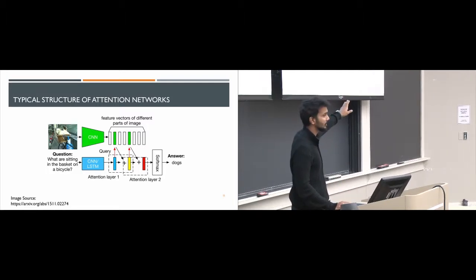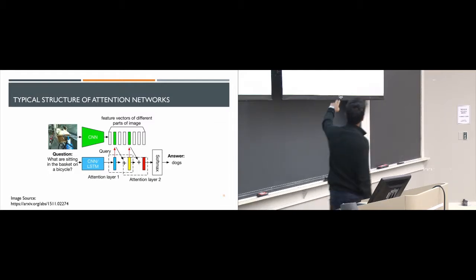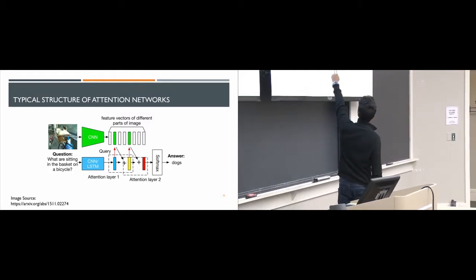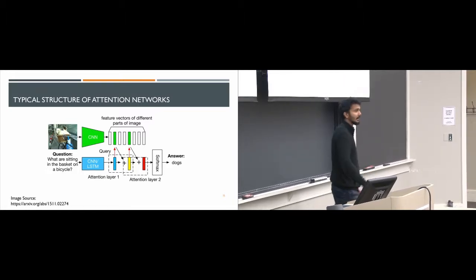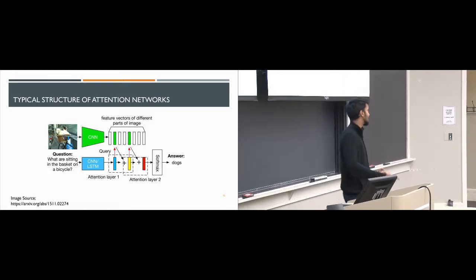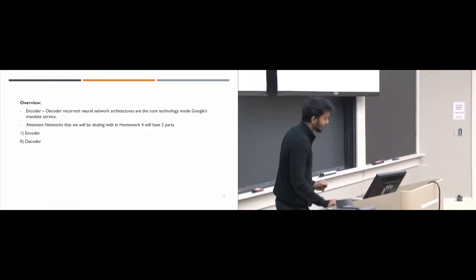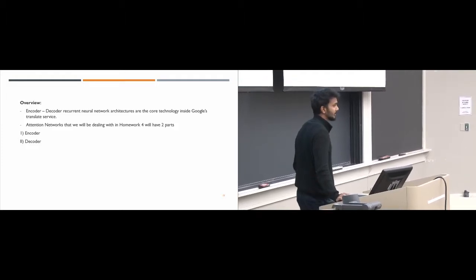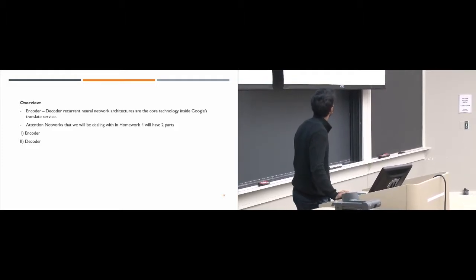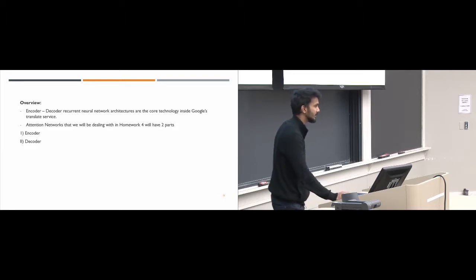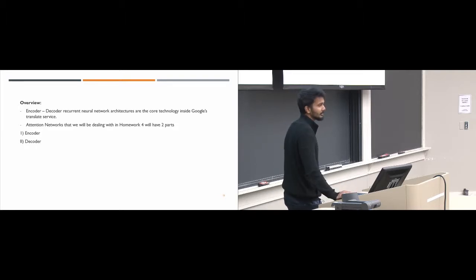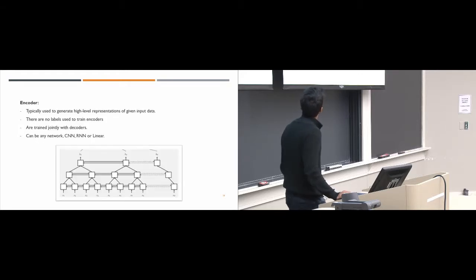In the end, it's just about a simple softmax. You train a decoder basically, and through the decoder, you train the encoder. You don't really have any labels for the encoder. The encoder is trained jointly with the decoder. These are really cool technologies that are very recently developed. In fact, encoder-decoder networks are the core technology of Google's translate service, and you will eventually realize the importance of this.